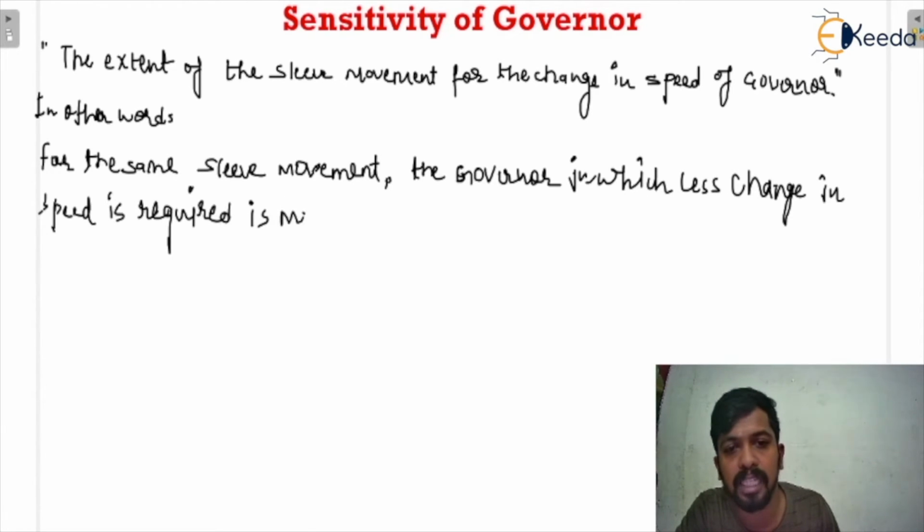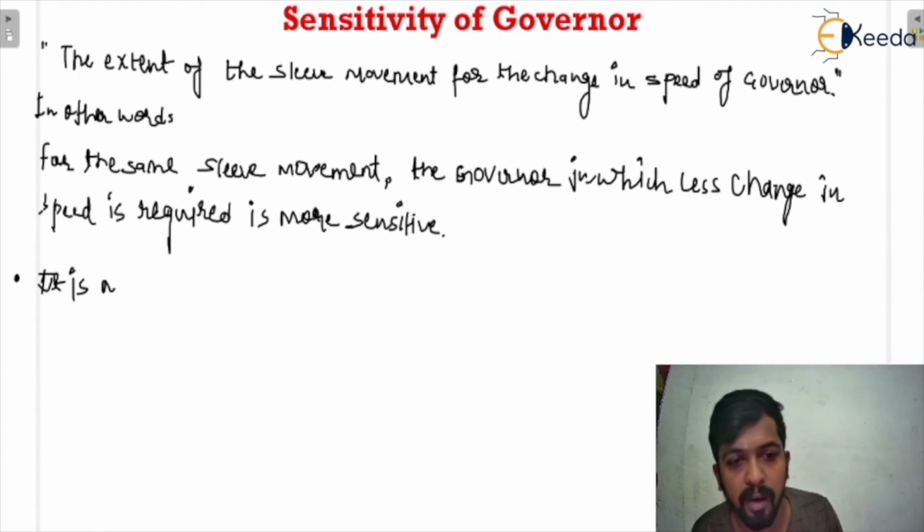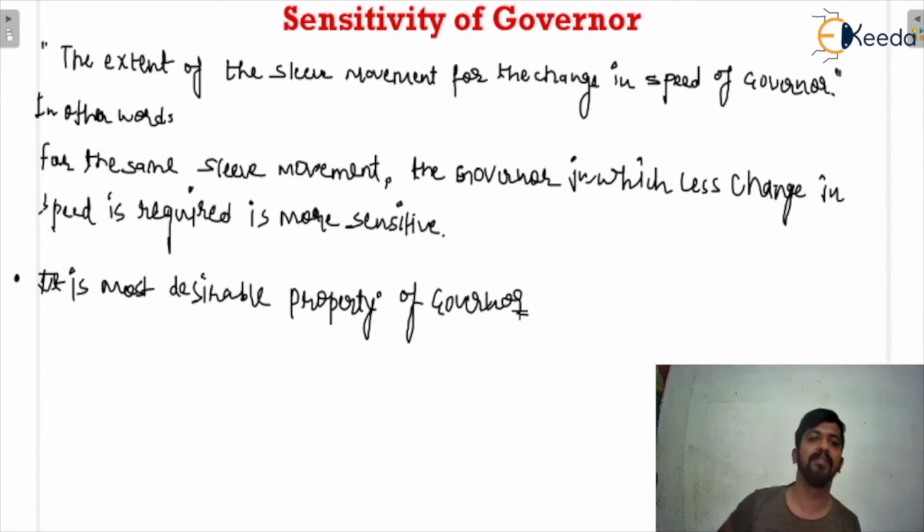It is more sensitive. And of course, I'm going to tell you again that it is the most desirable property of the governor, as well as stability also. Okay. Now, what is the formula for sensitivity?